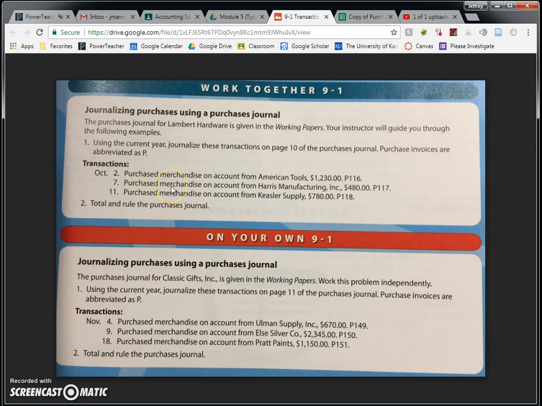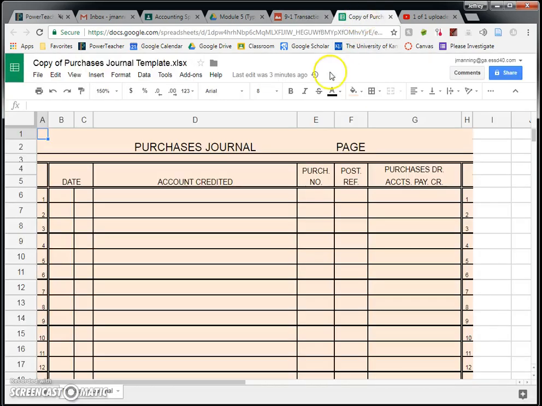Okay, so let's record this very first one. It says October 2nd, purchase merchandise on account from American Tools, $1,230, and it says P116. So the P is the purchases invoice. That's our document that proves that this transaction took place. So this is actually really easy, which is great because that's one reason why corporate accountants like to do this: it just speeds up things.